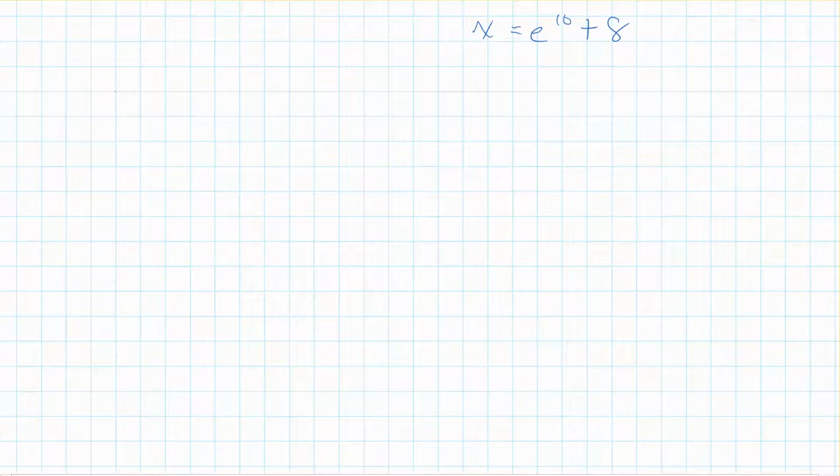Let's look at the natural log of x minus the natural log of x plus 1 is equal to 2.